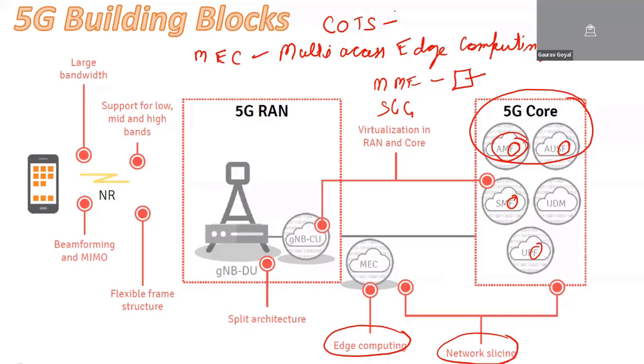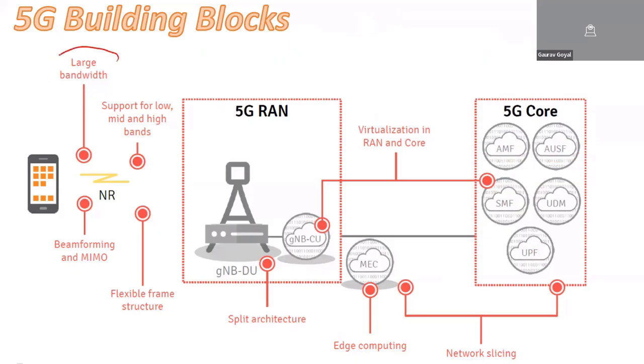So these are the few main components of 5G. One, as we discussed, is the large band. Then we have support for various kinds of bands. It can be low band, mid band, and high band. Then we have beamforming and MIMO. After that, we have flexible frame structure.